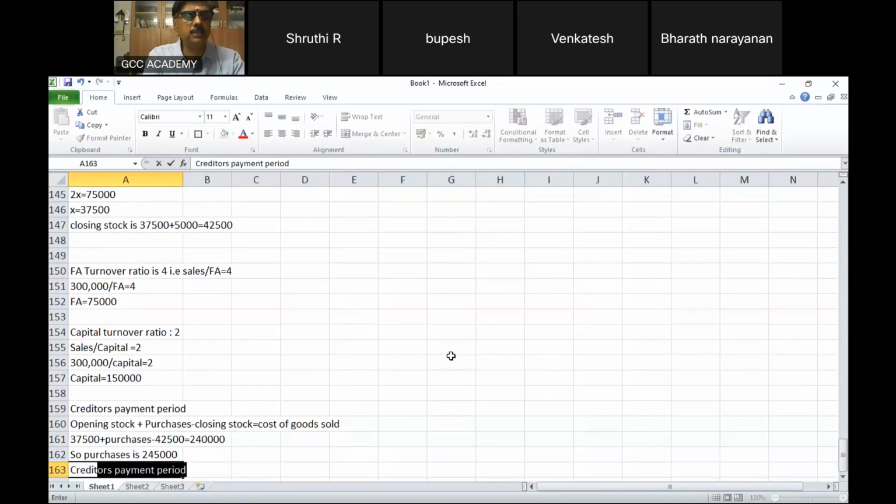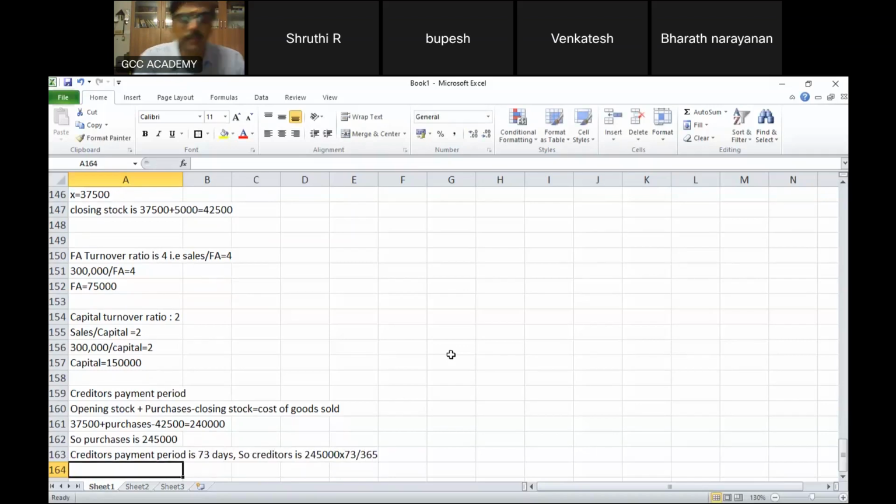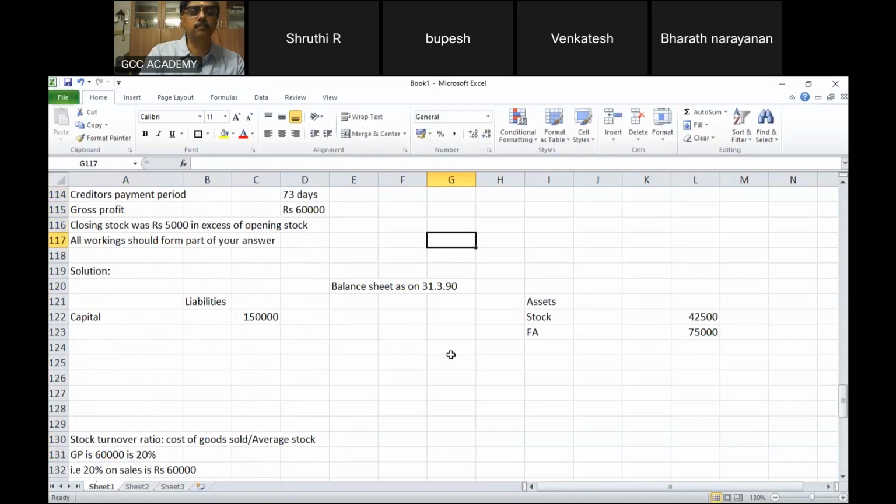Okay, so how many days of creditors payment period? 73 days. So creditors is equal to 2,45,000 into 73 by 365. What is the total? 49,000 is correct. So creditors are 49,000, capital is 1,50,000.